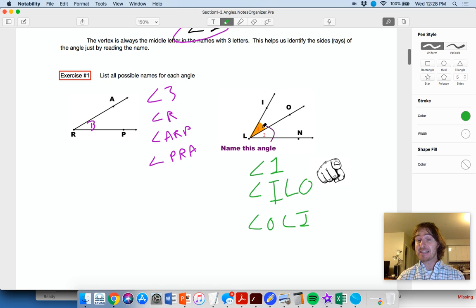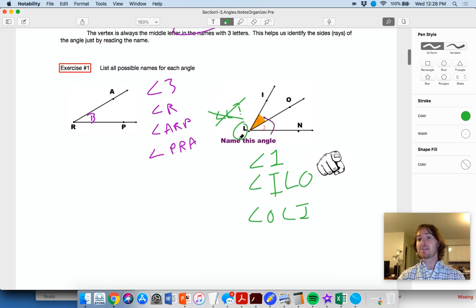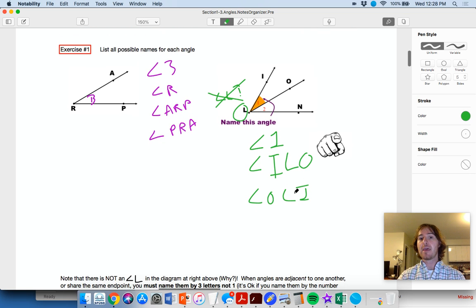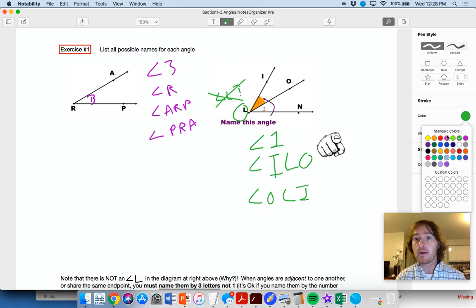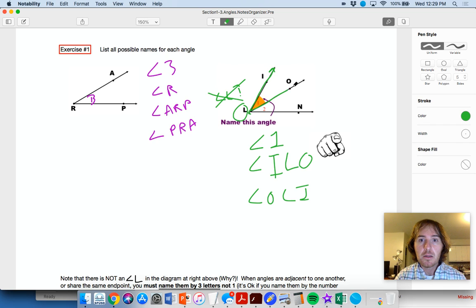Can I name this, guys? Can I name this angle L? Am I allowed to do that? No, I can't name it angle L. In fact, you can't name a single angle in this diagram angle L because there's more than one angle using point L as its vertex. So another thing to point out here is that the one that we just did, and I'll leave that in green here, was angle ILO, which is right here. We name that angle ILO.